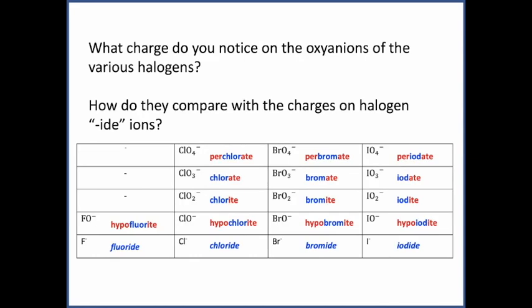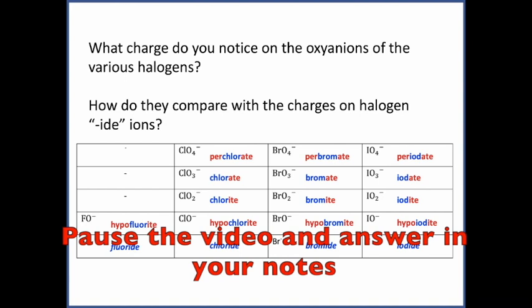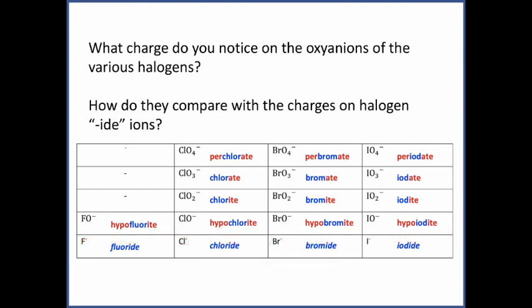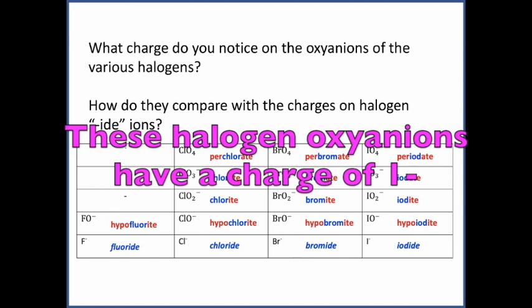So look at your table. What charge do you notice on the oxyanions of the various halogens? How do they compare with the charges on the halogen ions that we worked with in the last couple of videos? You may have noticed that the oxyanions have the same charge as the ion of the element they came from. All the halogen oxyanions have a charge of -1. This is very helpful to know.